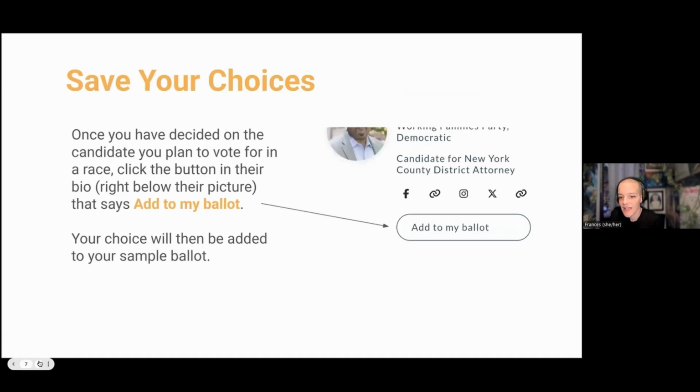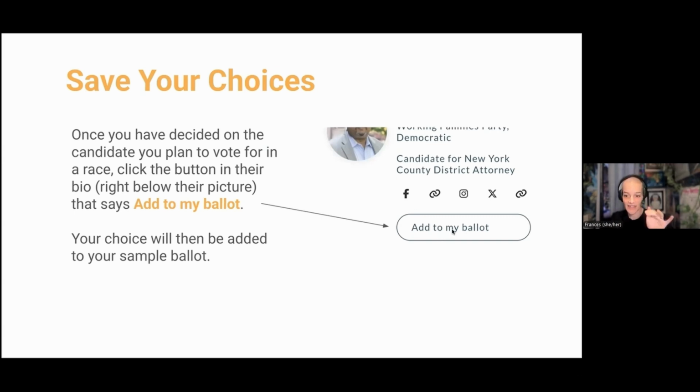And then when you have a candidate that you have decided you want to vote for and you want to add them to your sample ballot to take with you to your voting site, what you're going to do is scroll back up to where that main bio was and click on add to my ballot.